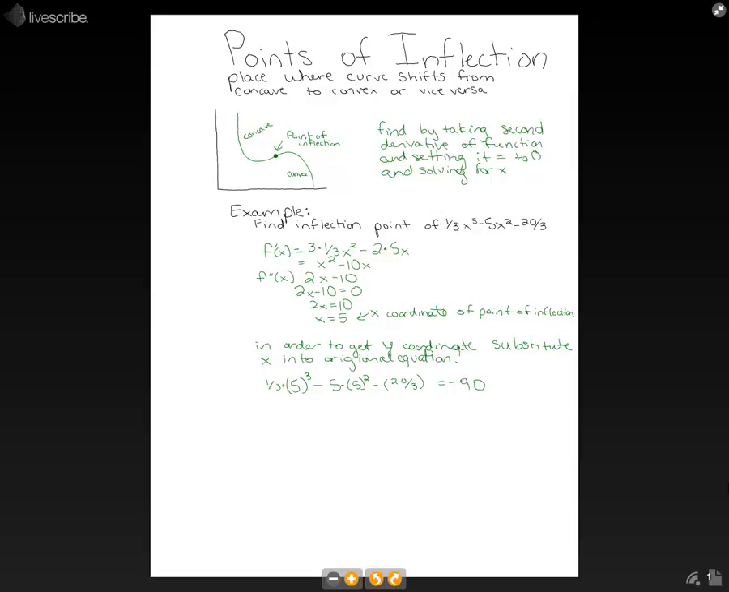So what this looks like is this graph down here. And our point of inflection is somewhere in here-ish. We say this is negative 100, this is approximately negative 90, maybe.